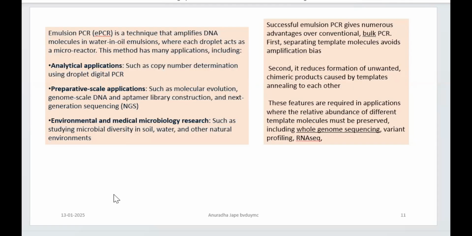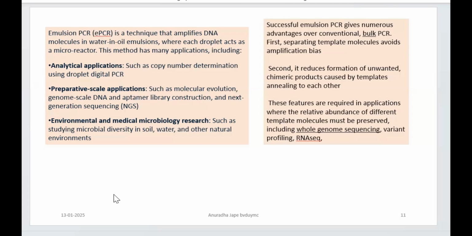Successful emulsion PCR will give advantages over conventional PCR. So conventional PCR is like bulk PCR, right? So separating template molecules avoids amplification biases. Every template is in one bead, so there is no bias. So you are going to have a smooth running of the process, and amplification of each template is separate, right? So unwanted formations, chimeric products, which may get formed due to annealing of the templates together, are not going to be there. That is not a possibility, because each template is separated in an emulsion chamber, or droplet, you can say.